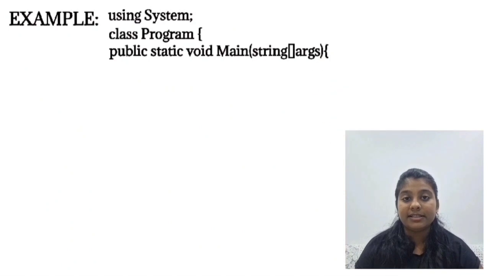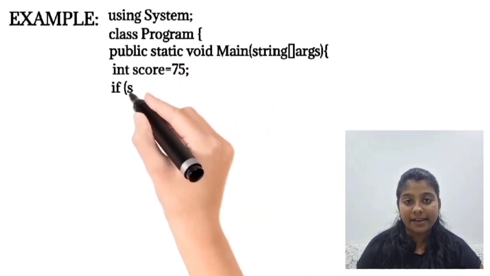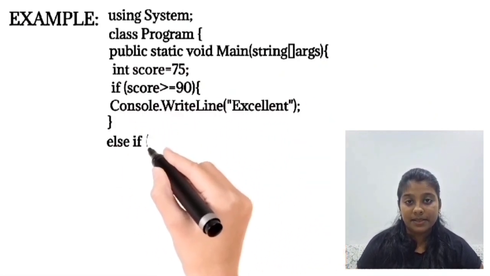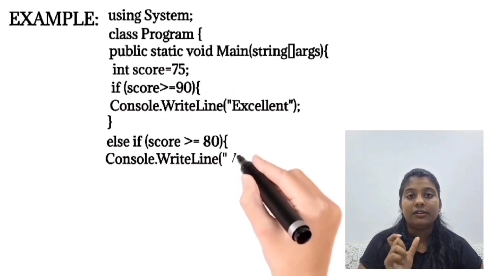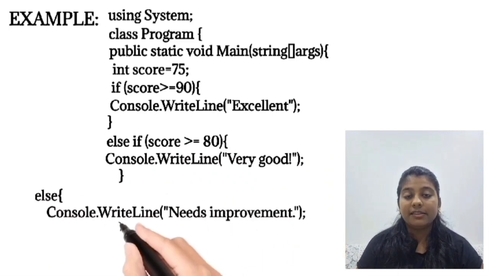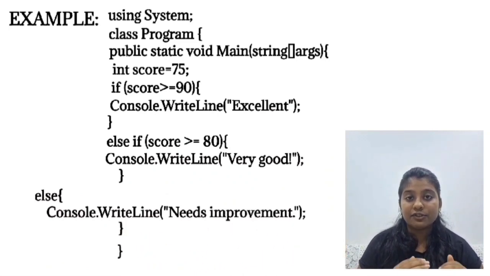Now here you can see it is C# code, which is a programming language. Here using System is a namespace and you can see Console.WriteLine, which is used to print the statement. Now here in the Main method we have stored int score as 75, which is the initial score. In the if statement you can see the condition, that is score is greater than or equal to 90. But here we have stored the initial score as 75, which is obviously not greater than or equal to 90.